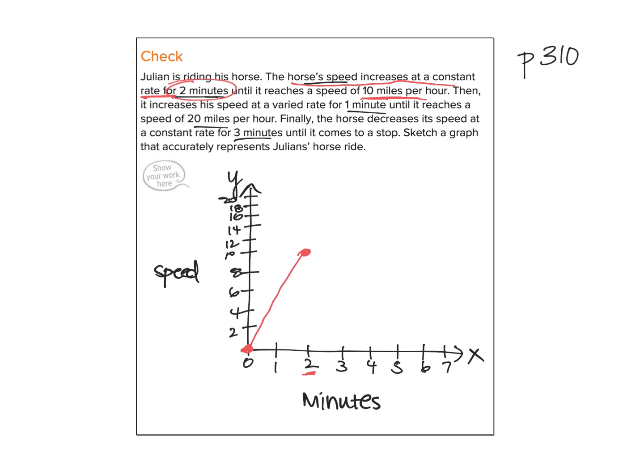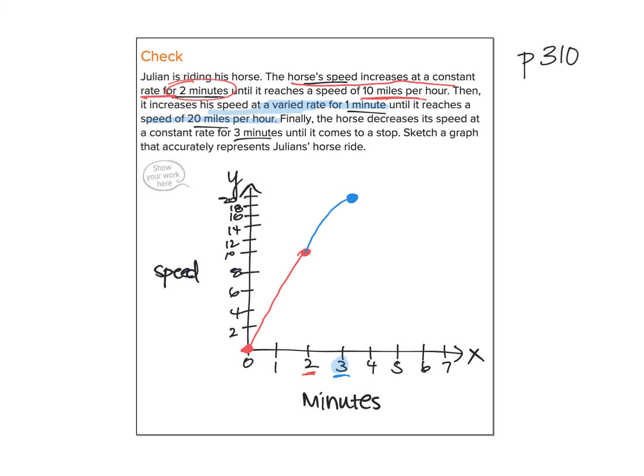Okay, my next part I'm going to do in blue so that we can kind of see this. It increases the speed at a varied rate. So that means it's going to be a curve for 1 minute. So I'm only going to go over to 3 minutes now until it reaches a speed of 20 miles per hour. So it's got to be a curve, and he's got to get up to 20 miles per hour. So I'm going to put a dot up here at 20. It's at the 3rd minute, and it's going to be a curve because it's a varied rate.